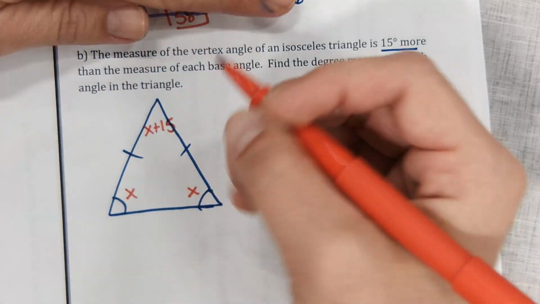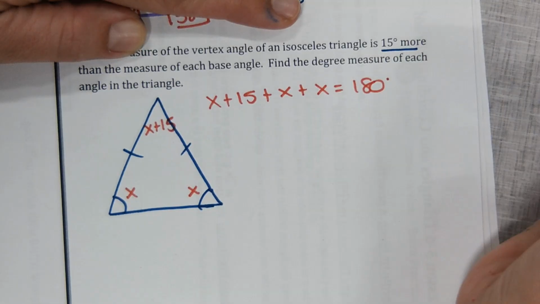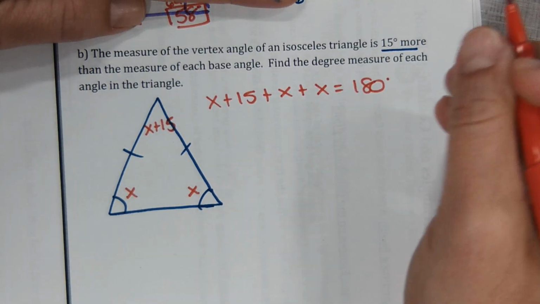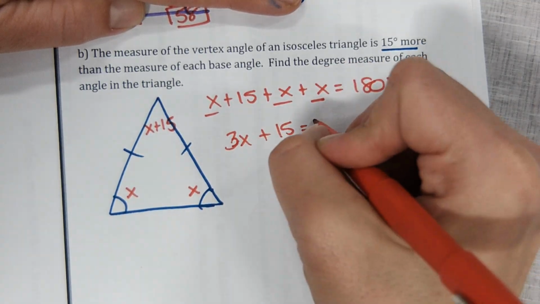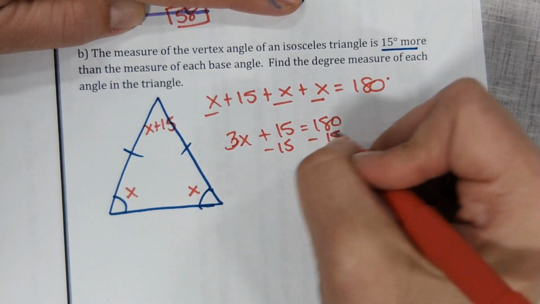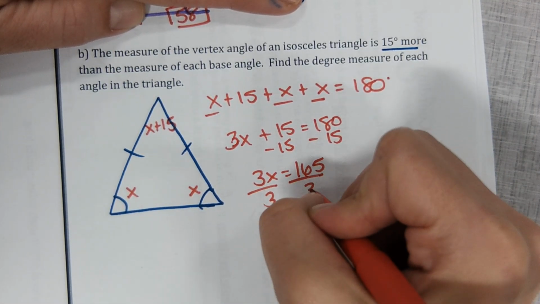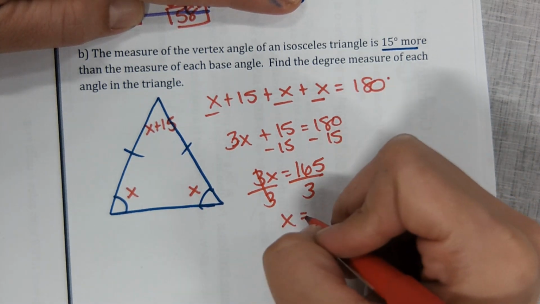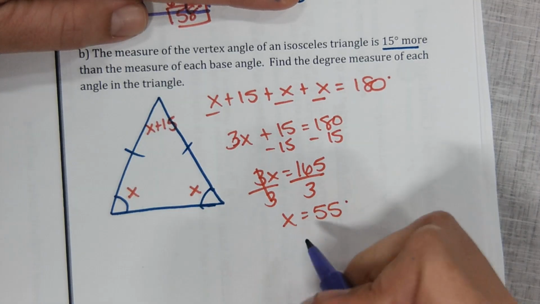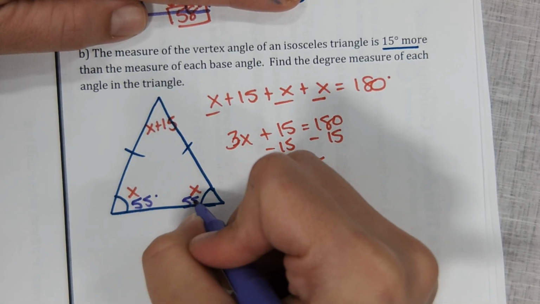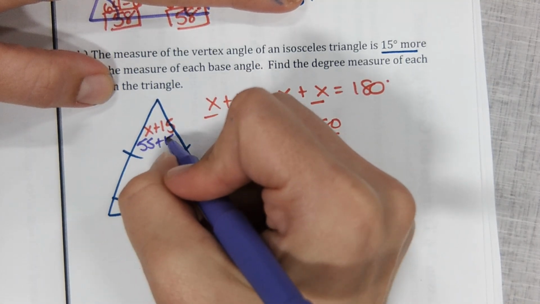Okay, then all three of these added up equals 180. X plus 15 plus x plus x equals 180. Combine your like terms. We get x equals 55 degrees. So this is 55 degrees, this is 55. And then this would be 55 plus 15, which is 70 degrees.